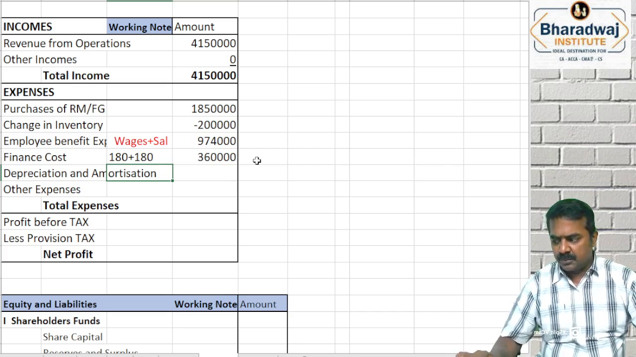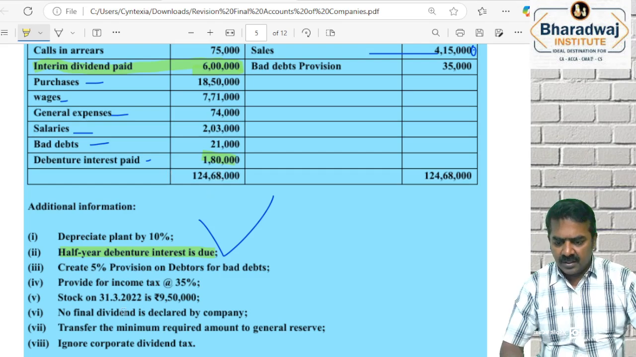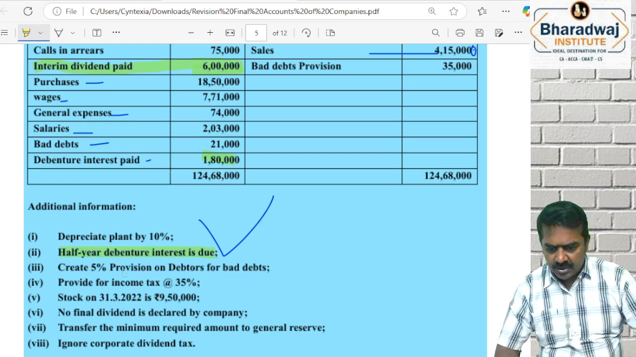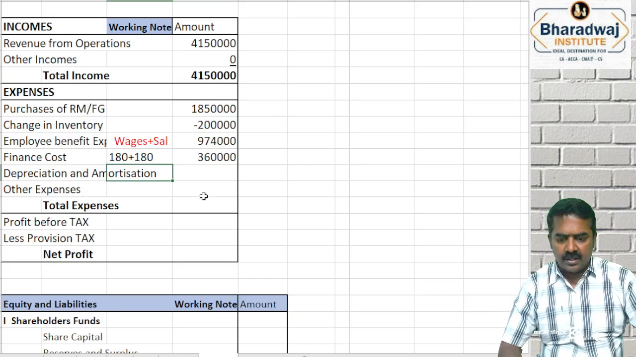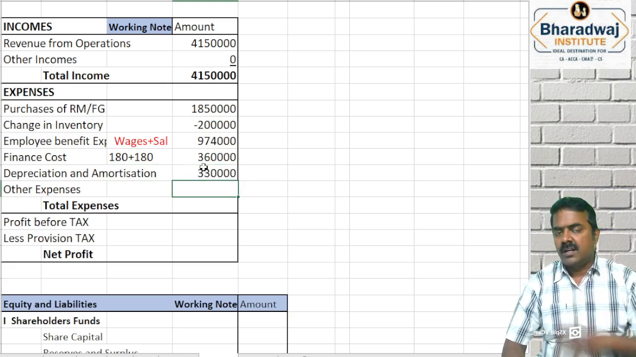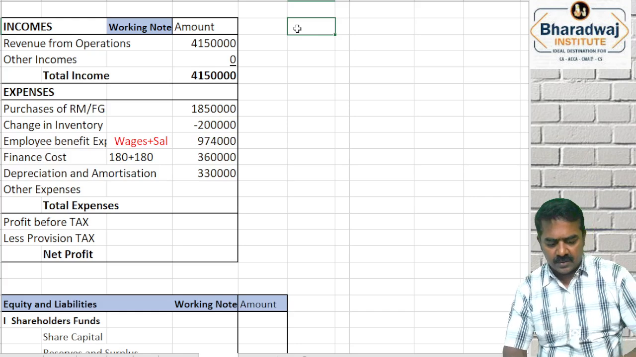On what should depreciation be charged? Only plant and machinery, we can charge it directly. Depreciation on plant and machinery, how much percentage? 10%. 33 lakh into 10%, 3,30,000. For other expenses, we can do a working.